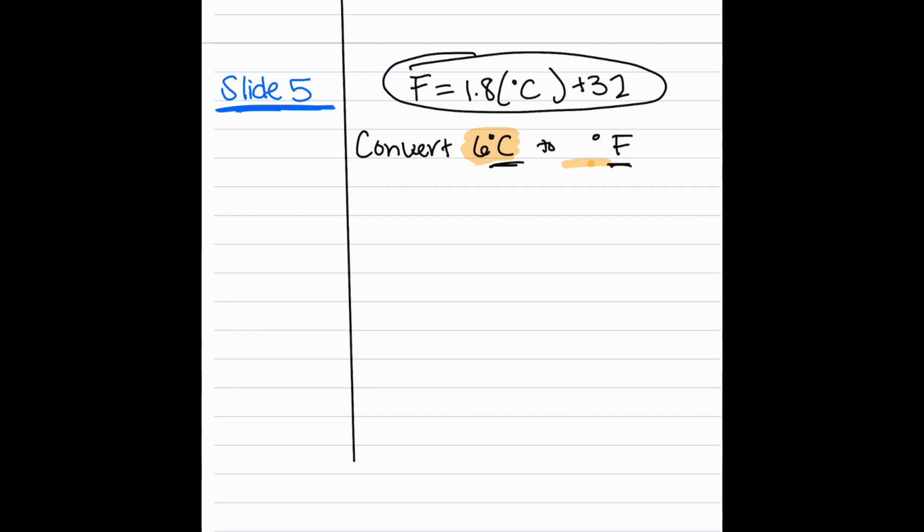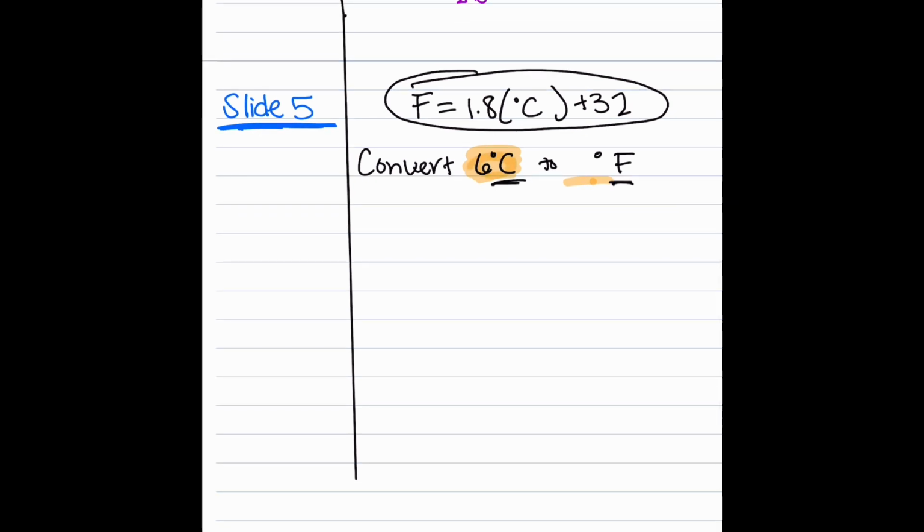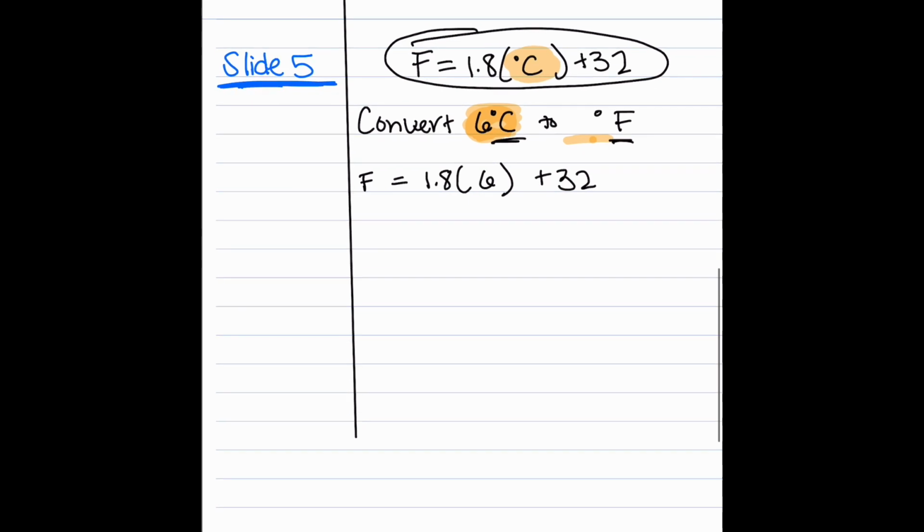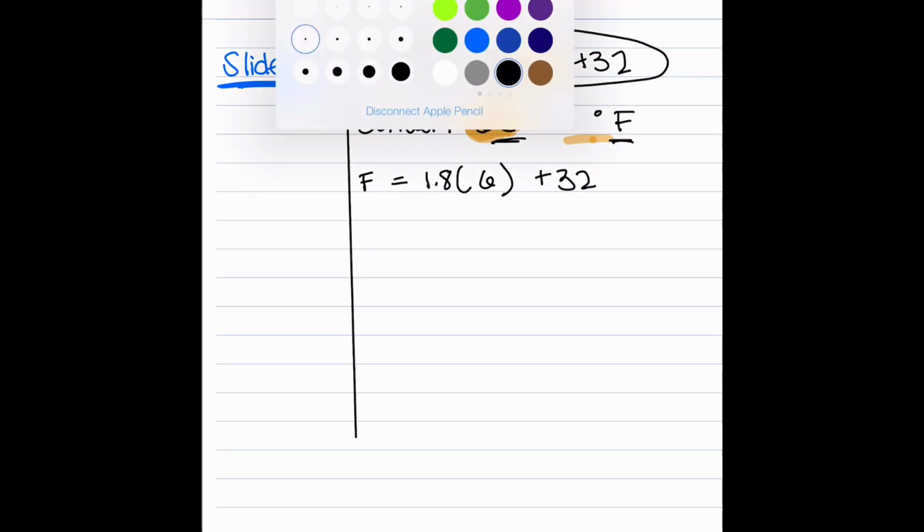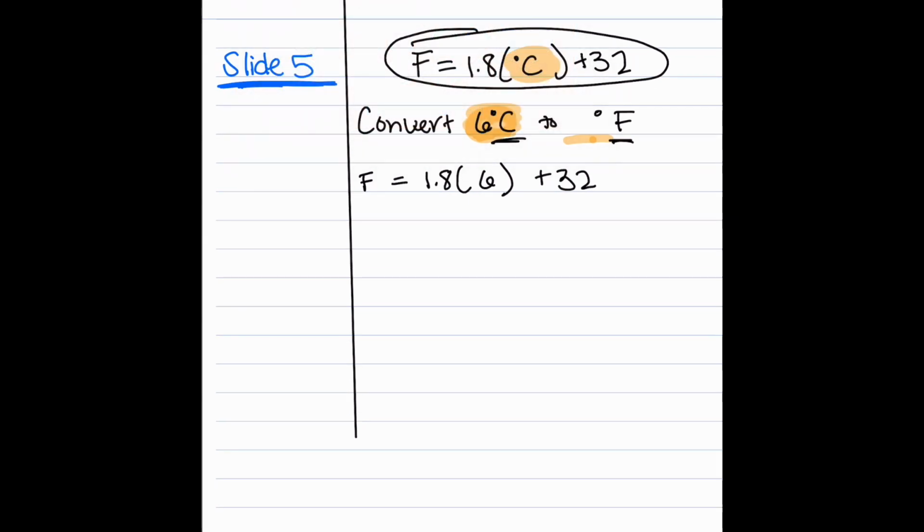So in order to do that, I can replace the 6 degrees Celsius. I'm going to put a 6 here in this formula where the Celsius is. So the Fahrenheit will equal 1.8 parentheses, and that's where I'm going to put the 6, plus 32. Next, I'm going to multiply the 1.8 times 6.